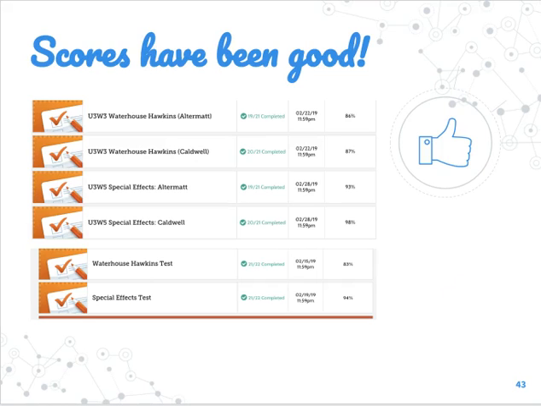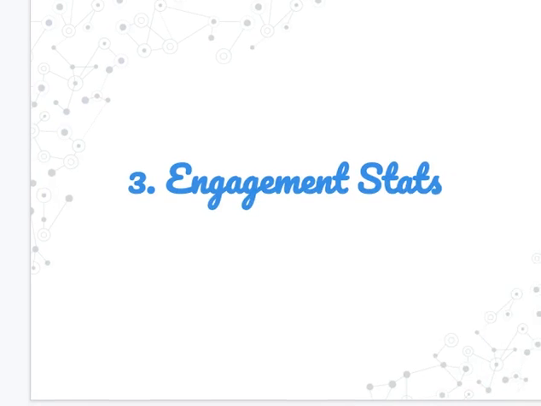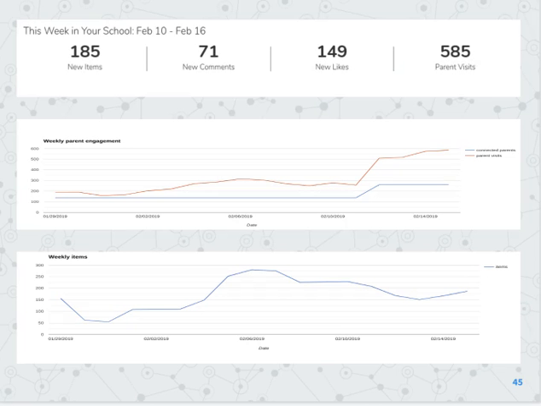And here are some engagement stats of our Seesaw so far this year, since we've gotten the full-blown version. And of course, not everybody's even up and running yet, but this is what we've had. So far, 585 parent visits. What a great way to have engagement and communication with those parents and just let them know what's going on. We've had 185 new items just in the week of February 10th through February 16th, 71 new comments, and 149 likes.